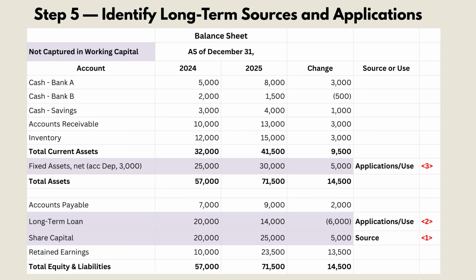Next, we look at the fixed assets. Fixed assets went up by $5,000. However, this is net. Remember, fixed assets on the balance sheet are shown after depreciation. And depreciation this year was $3,000. So actual purchases will equal the $5,000 increase. We add back the depreciation, so the actual purchase was $8,000. So purchase of fixed assets is an application of funds, a use of funds.